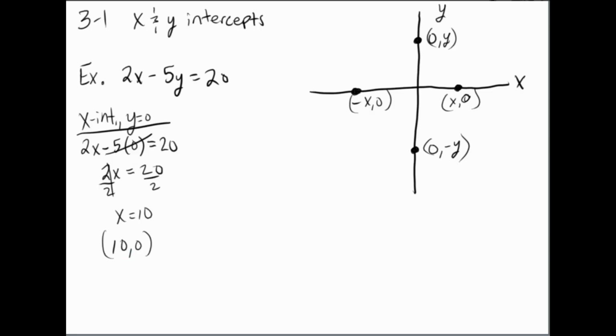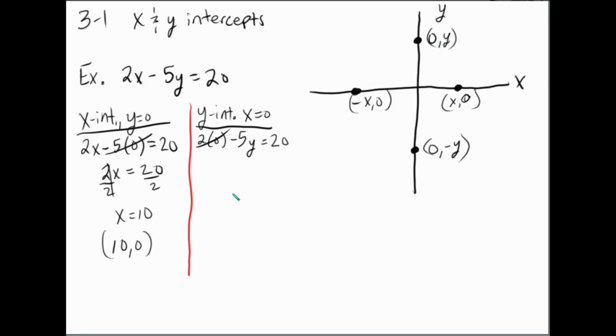Okay, so now let's take a look at how to find my y-intercept. This time, I'm going to replace x with 0, because for all y-intercepts, the x-coordinate is 0. So I'm going to substitute x with 0. So 2 times 0 minus 5y equals 20.